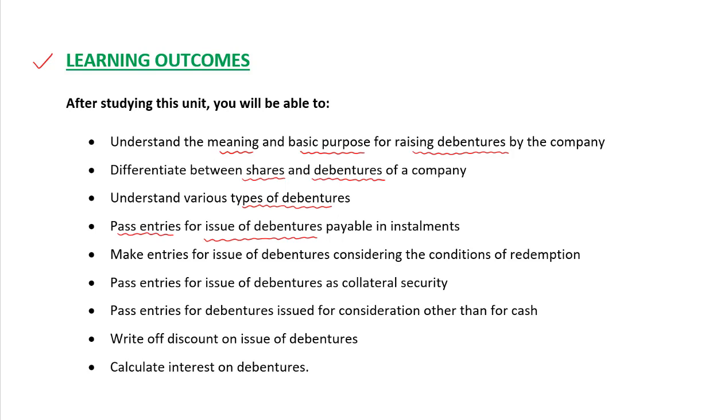Make entries for issue of debentures considering the conditions of redemption. Pass entries for issue of debentures as collateral security. Pass entries for debenture issued for consideration other than cash. Write off discount on issue of debentures. Calculate interest on debentures.